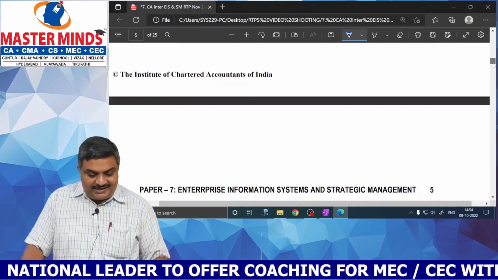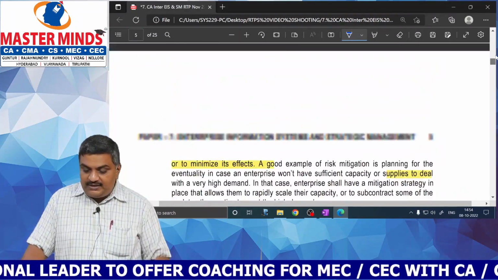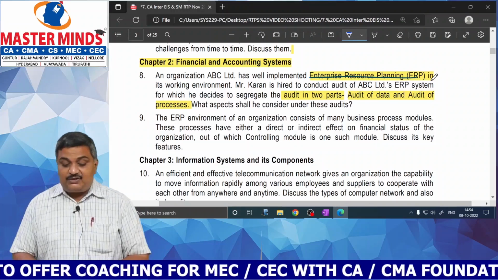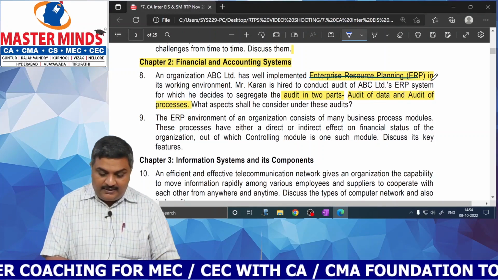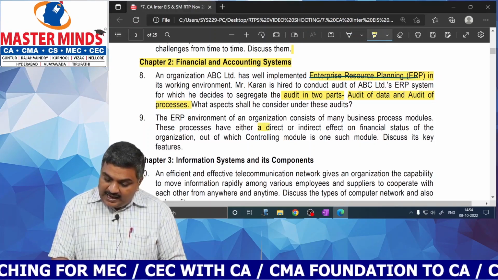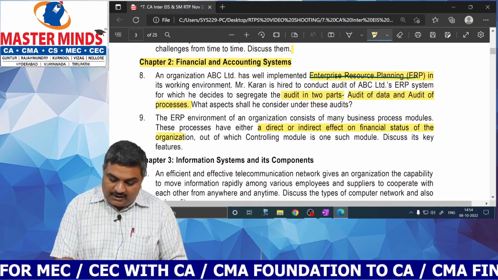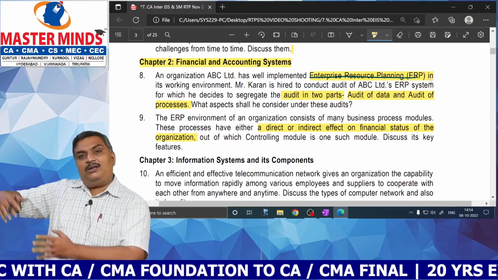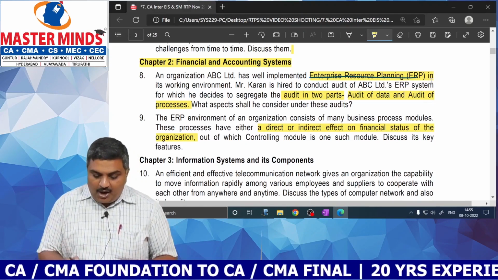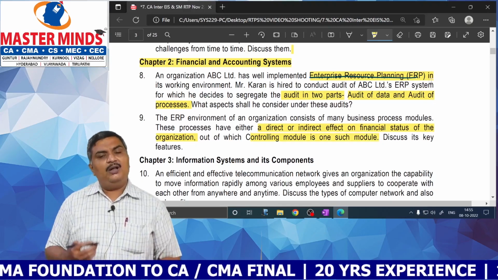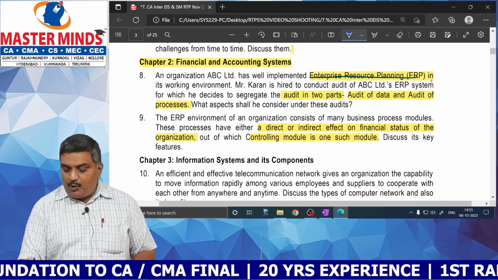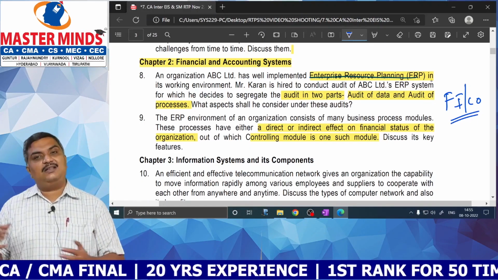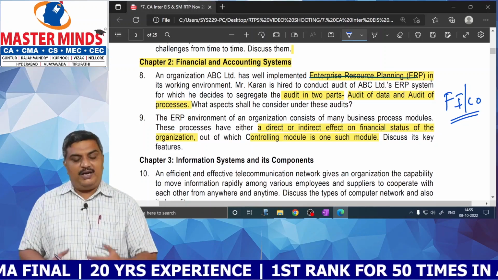Now let us move on to the next question from financial and accounting systems. What is that question? The ERP of an organization consists of many business process modules. Yes, we know that. And these processes have either a direct or indirect effect on the financial status of the organization. Yes, that is fine because each and every business process at one point or another is connected with the finance process, out of which the controlling module is one such module. Generally in ERP software, we have a module called FICO, F-I-C-O, which stands for finance and control. So control is an important module related to finance.